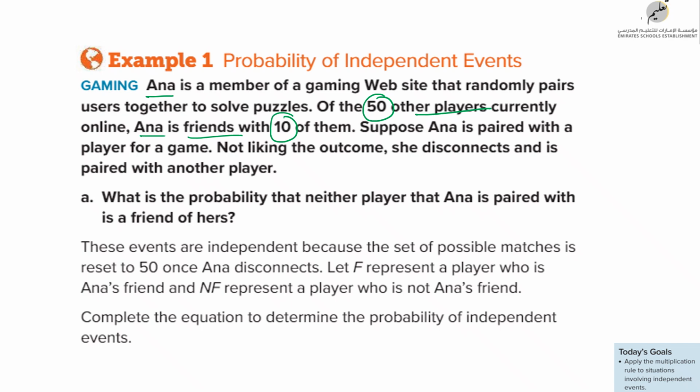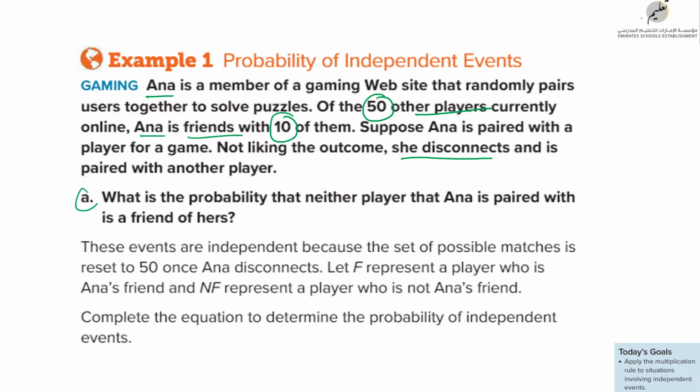Now, suppose Anna is paired. So look at the situation. What's happening? Suppose Anna is paired with a player for a game, not liking the outcome. Maybe she got somebody who she doesn't know or she's not friends with. So she doesn't feel the connection and she disconnects. And then she's paired with another player randomly. This is all random happening of the pairing.